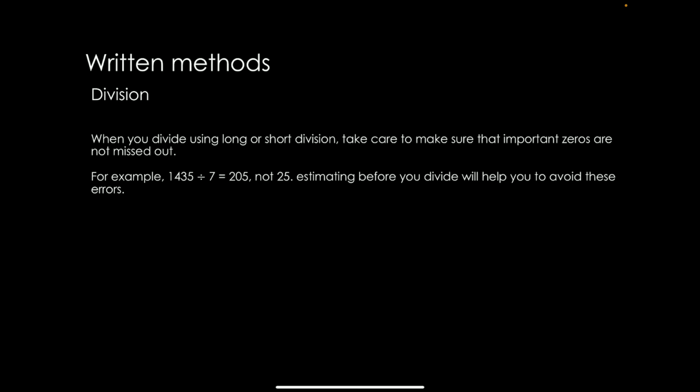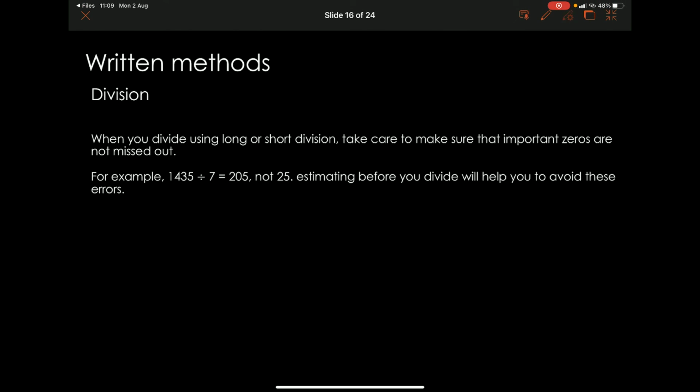Now, doing division without a calculator sometimes can be a bit tricky. The first thing that you need to make sure is when you are dividing using long or short division, you need to make sure that some important zeros aren't missed out. I'm going to show you an example. So if we look at 1,435 divided by 7, our answer should be 205, not 25. Now, let me just show you how that will look.